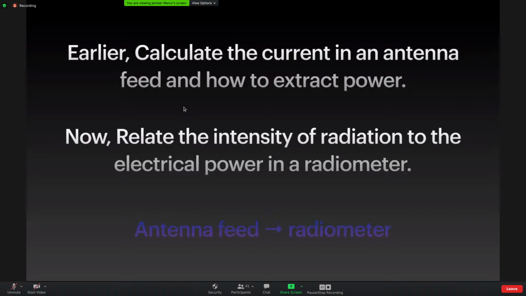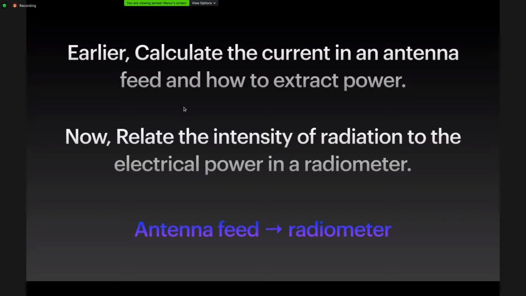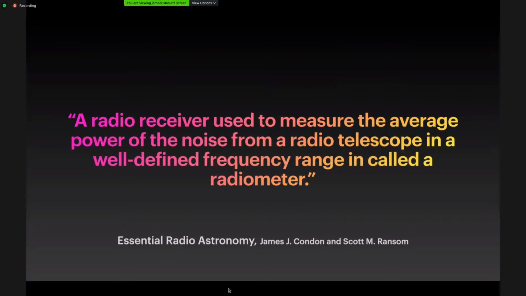Now what we'll do is relate the intensity of radiation that is falling on an antenna and see what kind of electrical power is received by the radiometer. So the antenna feed is what takes in the noise from the radiation outside and passes it on to the radiometer, with which we can measure it.